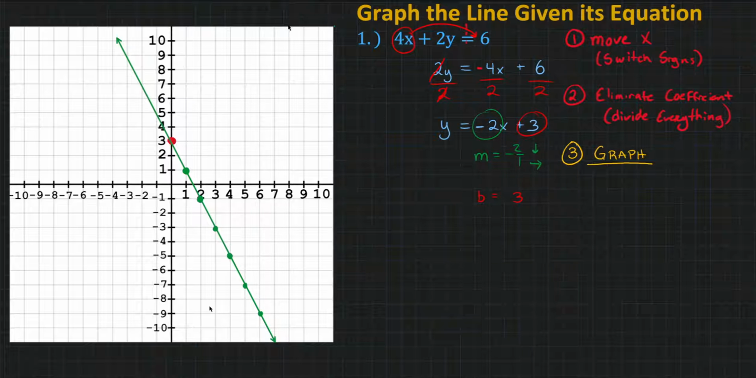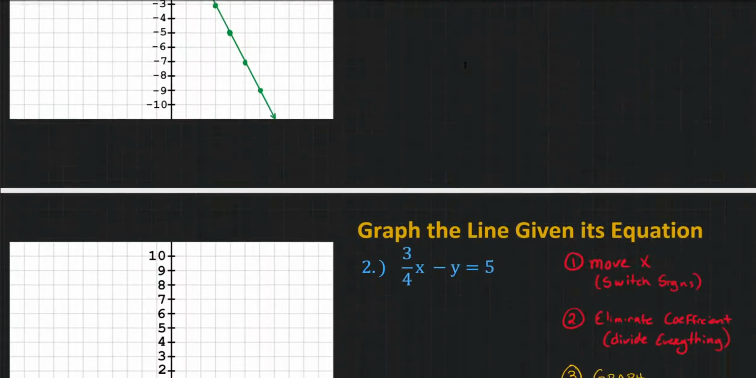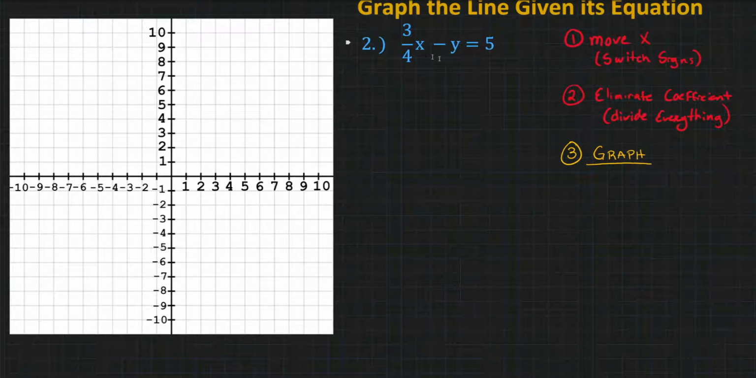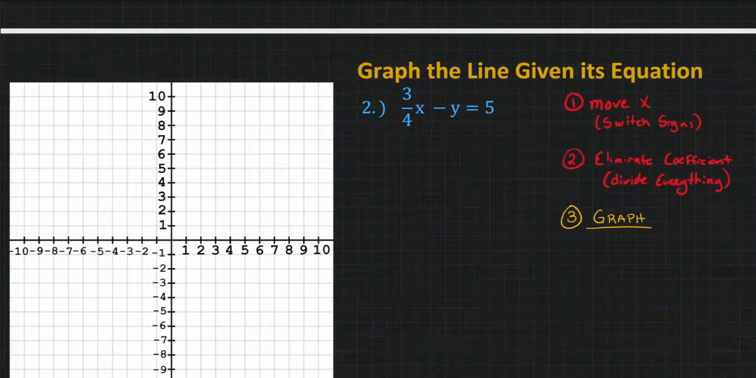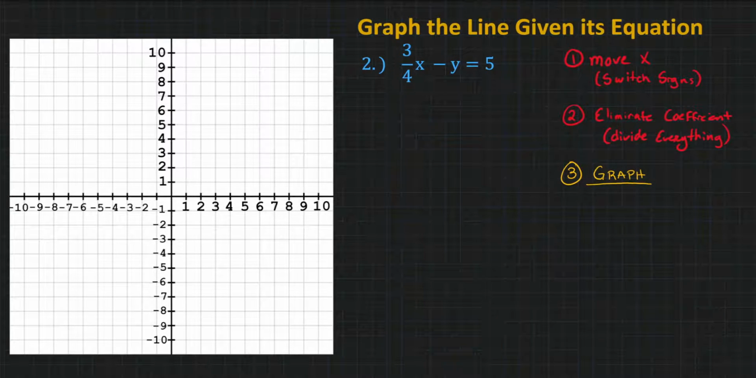So if you've been following the videos up to this point, should be pretty straightforward. The hardest part is honestly the beginning, moving and dividing, because it's the newest. But graphing is easy. We just find the m, find the b, begin at the b, and move according to the m. Let's do one more, just to be safe. Here we are. Graph the line given its equation. The line is currently in standard form, so I'm going to turn it into slope-intercept, and then we'll graph it.